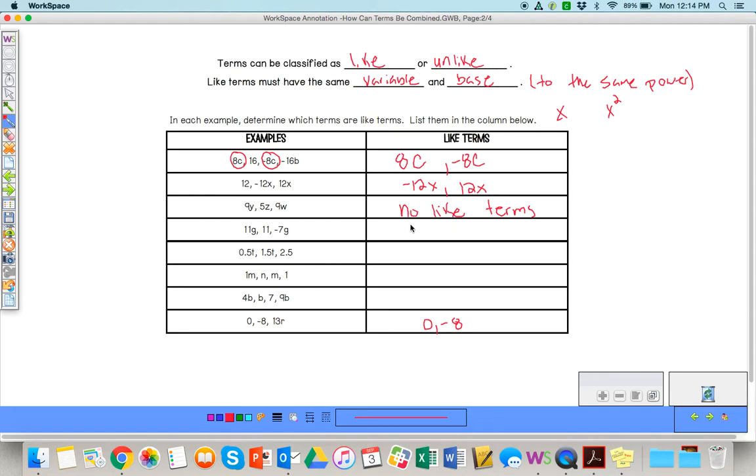All right, so your like terms in this one, 11G and -7G. Okay? This one is 0.5T and 1.5T. In this problem, we have 1M and we have M. In this one, we actually have 3, 4B, B, and 9B. You can have more than one, like more than 2 numbers be like terms. As long as they have the same letter, they are like terms. There can be multiple. All right.